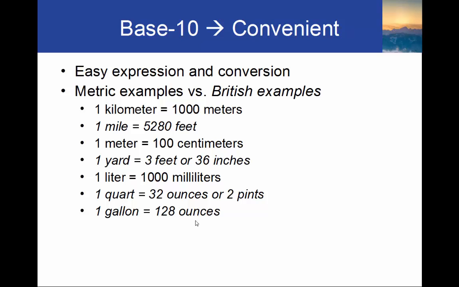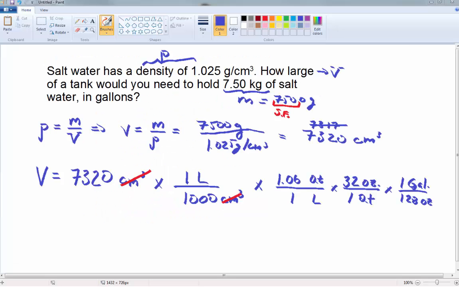So with all that said, as an aside, you can see that a gallon is 4 quarts. If you can't see that, then you can see that a quart is 32 ounces and a gallon is 128 ounces. So this is what we end up with as our full conversion factor.